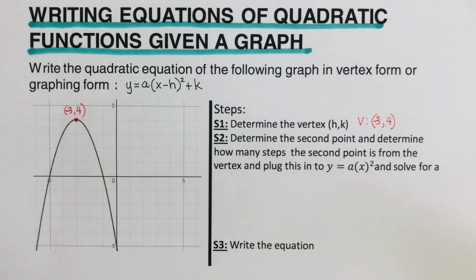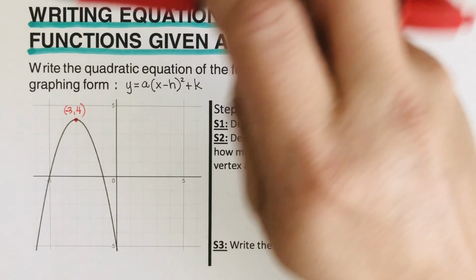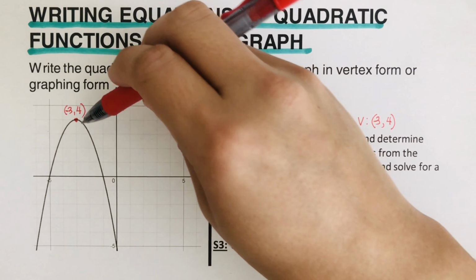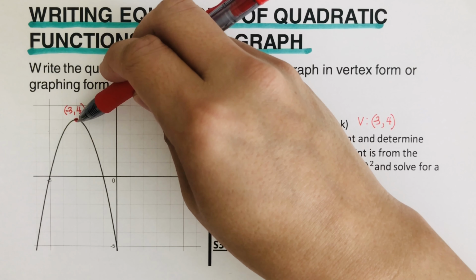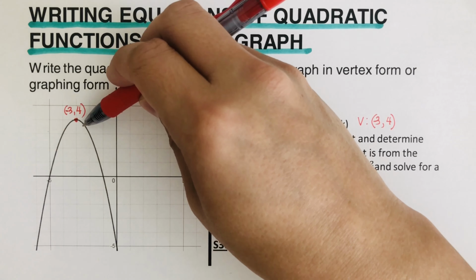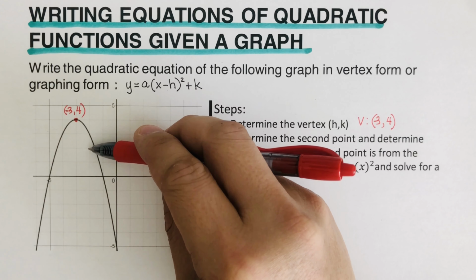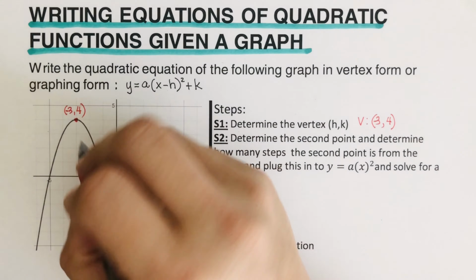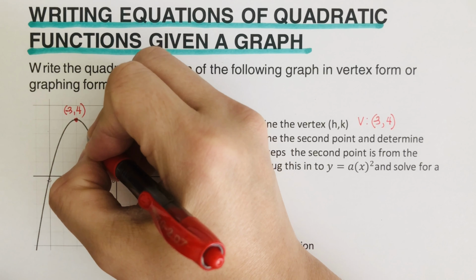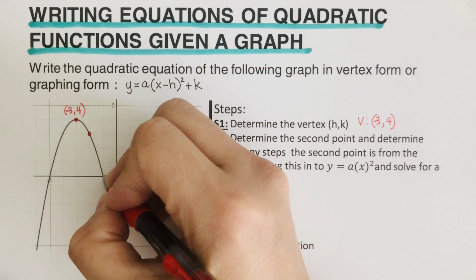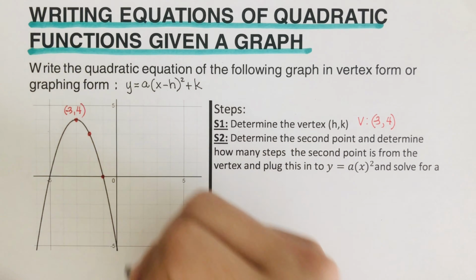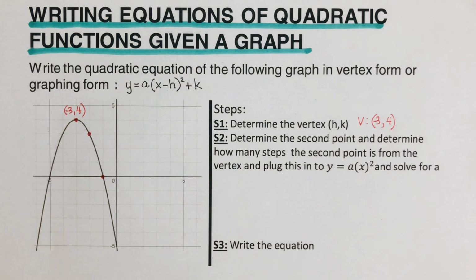The second step is to determine the second point. From here, we have to trace the second point by going through the graph and seeing where it sits. This one doesn't sit on the center right here, but this one is actually a good dot that we can pick. We can also pick this dot over here, and also this dot over here.